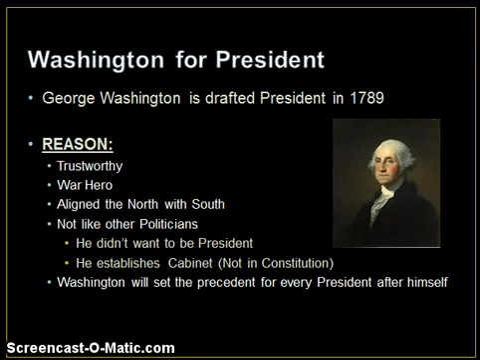Some of the reasons are kind of like the reasons why selecting him as the general of the army was important. One, he's trustworthy. People in the United States trust him, and he has good faith. He's a war hero, which always is good for presidents. He's aligned the North and the South together. People in the South love him because he's from the South. People in the North love him because he won the war, which was primarily fought in the North.